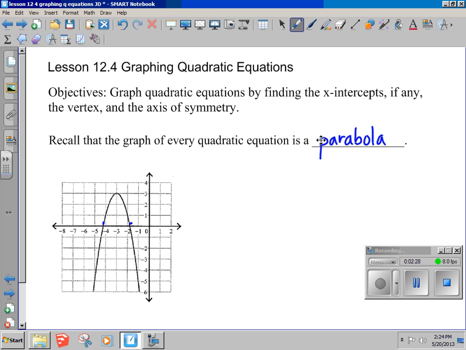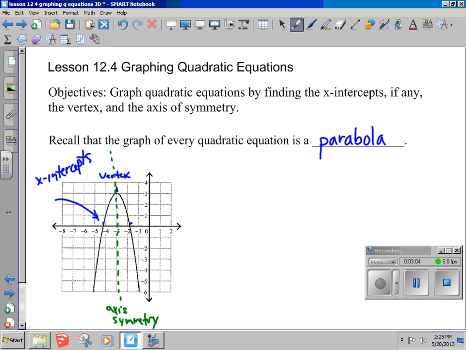And the vertex is the point, like the very top or the very bottom of it. So that's the vertex. These are the x-intercepts. You guys know what symmetry is. An axis of symmetry cuts it into 2 mirror images. So this is the axis of symmetry. Those are the things we're going to learn to find over the course of the next 2 days to help us graph quadratic equations. Okay?